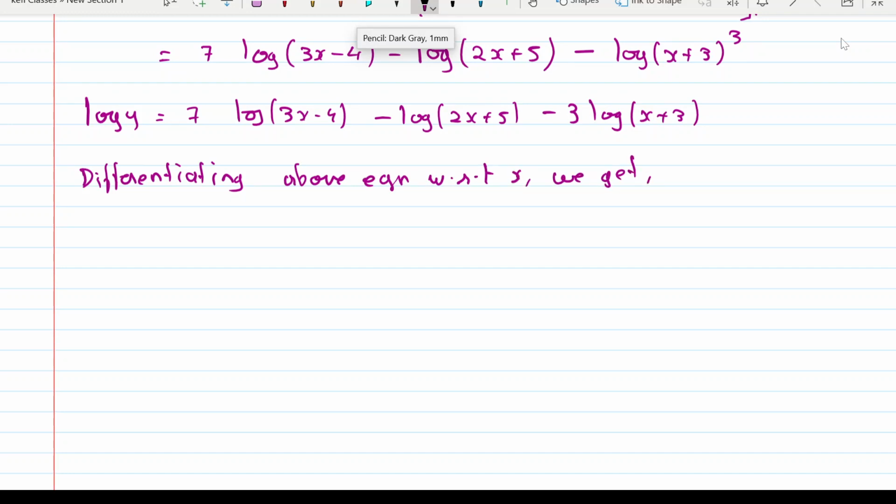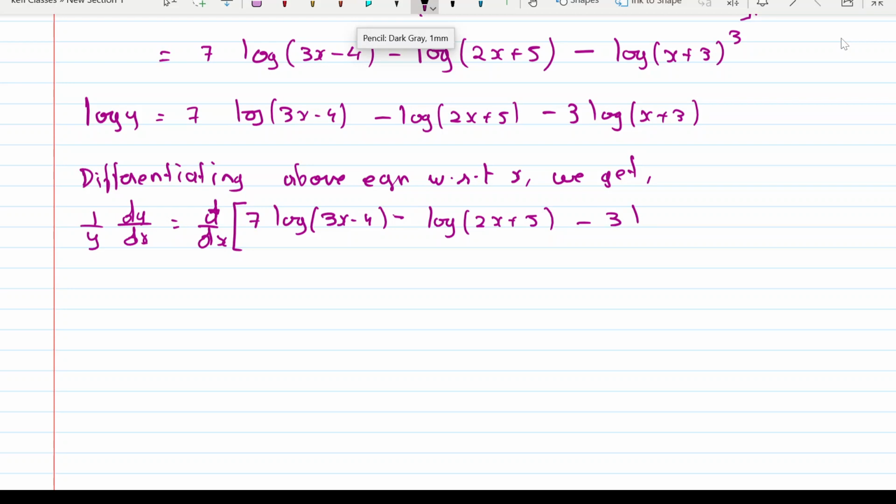Just because these people are new doesn't mean we will finish everything in 2 days. You have to go by the speed. So differentiating above equation with respect to x, we get 1 upon y dy by dx is equal to, I am writing this step, d by dx of 7 log of 3x minus 4, and this everything is in brackets, be quiet, minus log of 2x plus 5 minus 3 log of x plus 3.